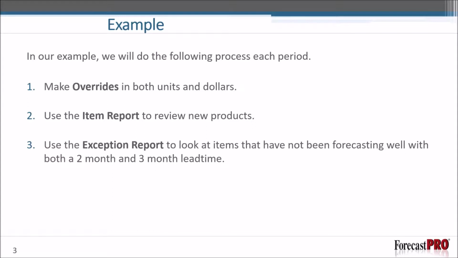Then third, we'll look at exception reports to see where we've actually been forecasting both accurately and not accurately on a 2-month and a 3-month lead time. On an ongoing process, we would look at these 3 steps each time we forecast. And so we'll create a bookmark for each of these steps so that we can really streamline the process.